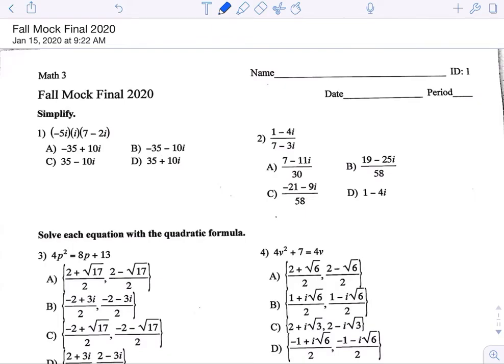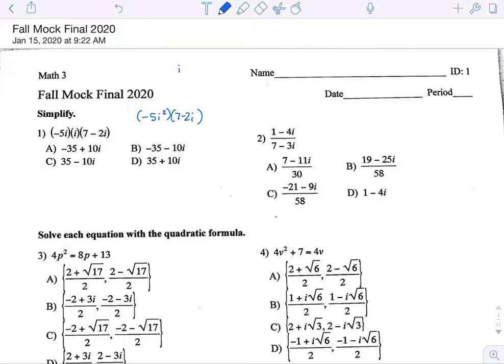Okay, fall mock final for 2020. Okay, so here's number 1, which is multiplying imaginary numbers. So what I would do first is I would probably multiply these first. So negative 5i times i, you guys, is negative 5i squared times 7 minus 2i.